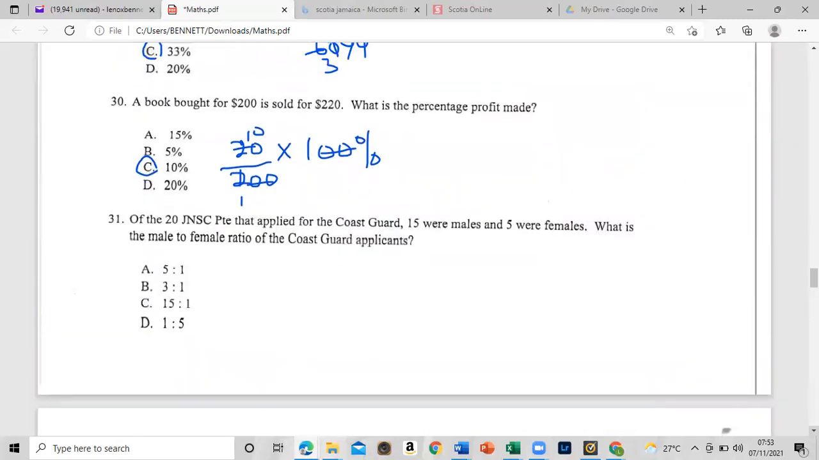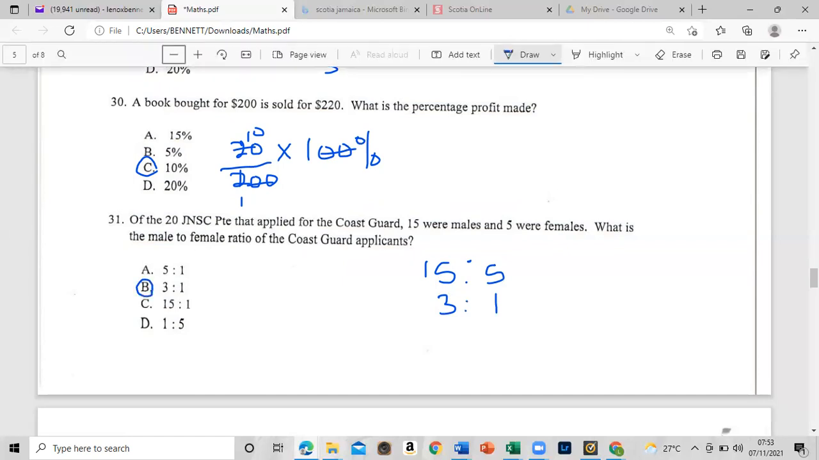If of 20 recruits in the Coast Guard, 15 were males and 5 were female, what is the ratio of male to female? All right, so it's simple. 15 to 5, we break that down. Divide both of them by 5, so it's 3 to 1.